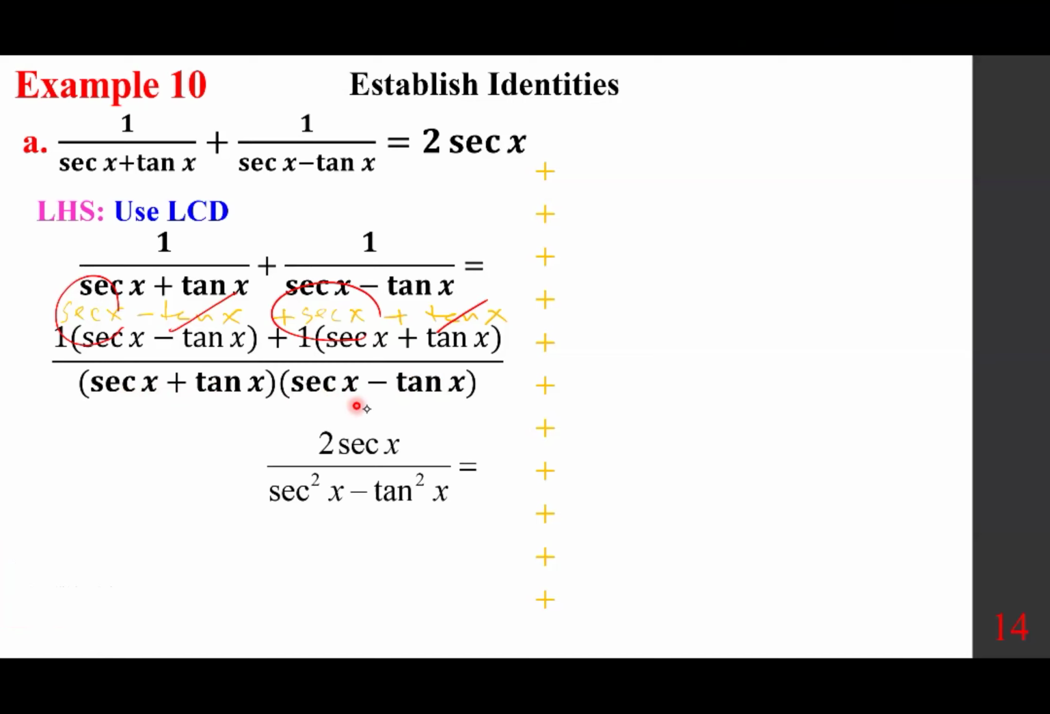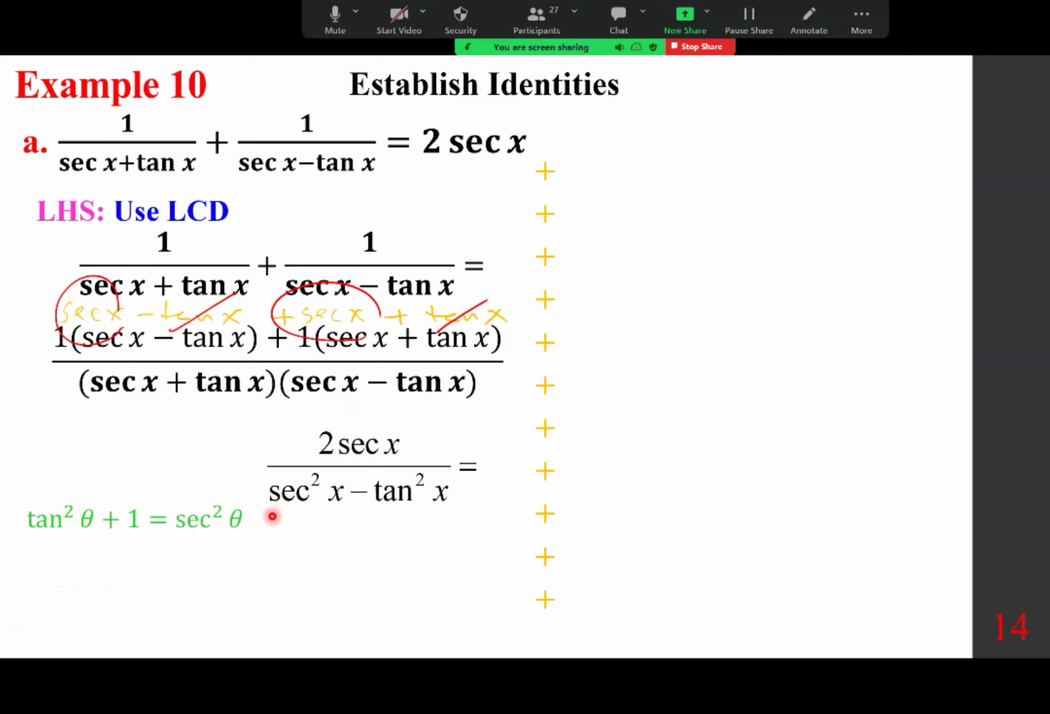Now, we remember from the Pythagorean identity that tan squared plus 1 is secant squared. Therefore, if I move the tan squared to the other side, secant squared minus tan squared must be 1. Again, move this to the other side. Secant squared minus tan squared must be 1. Therefore, the answer is 2 secant x, which is the right-hand side as expected.